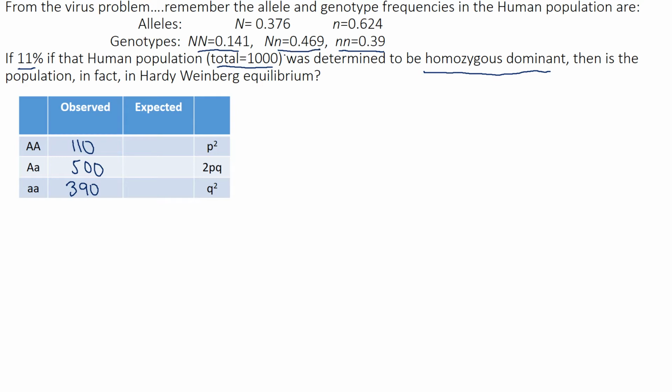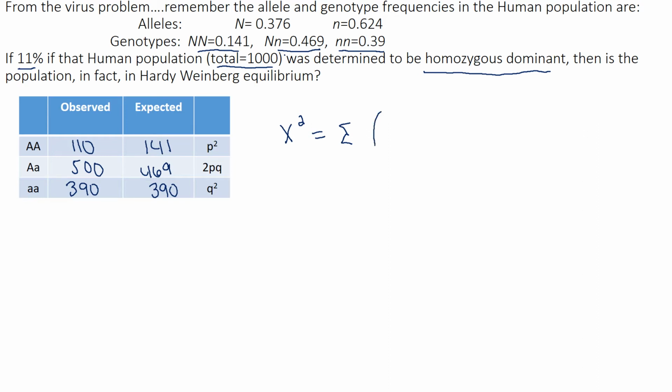Now, what was expected is we use these genotype frequencies that we calculated already, multiplied by 1,000. So what would be expected is 141 here, 469 here, and 390 here. Now what we want to do is determine whether this population is in Hardy-Weinberg equilibrium. So what we need to do is calculate the chi-square. So we use the chi-square test in order to determine this.